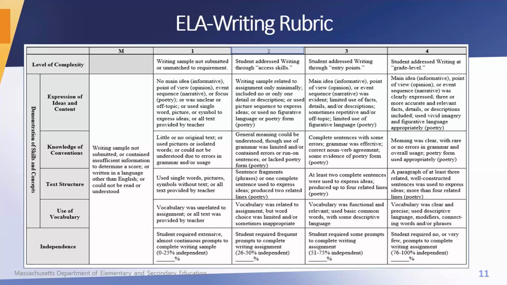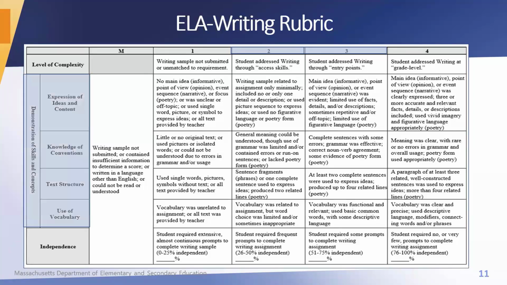There's your access skills I'm highlighting, and there's your entry point. We call that the level of complexity. How are they going to enter this? Are they going to use access skills or entry points? And I'm just going to remind you again, there's only one entry point. There's a lot more access skills because of the nature of access skills, but there's only one entry point.